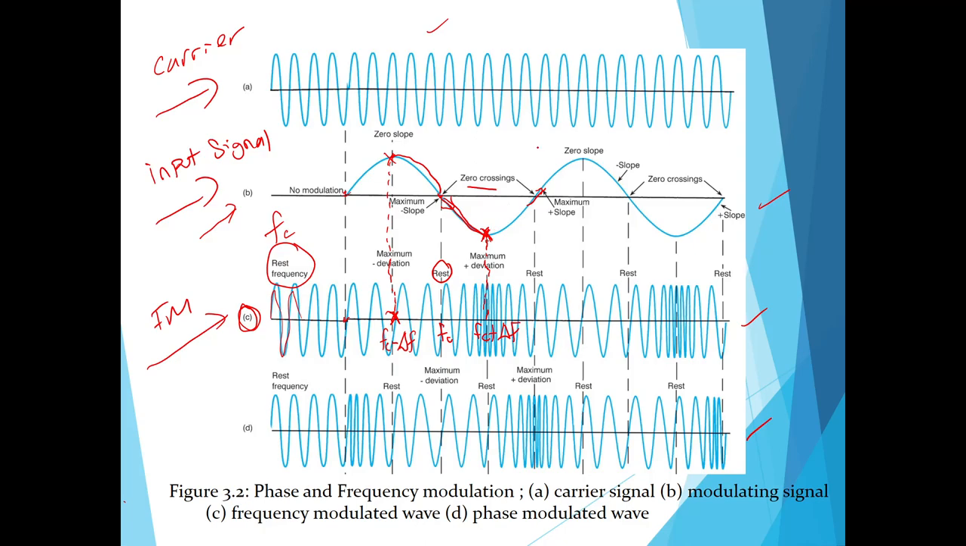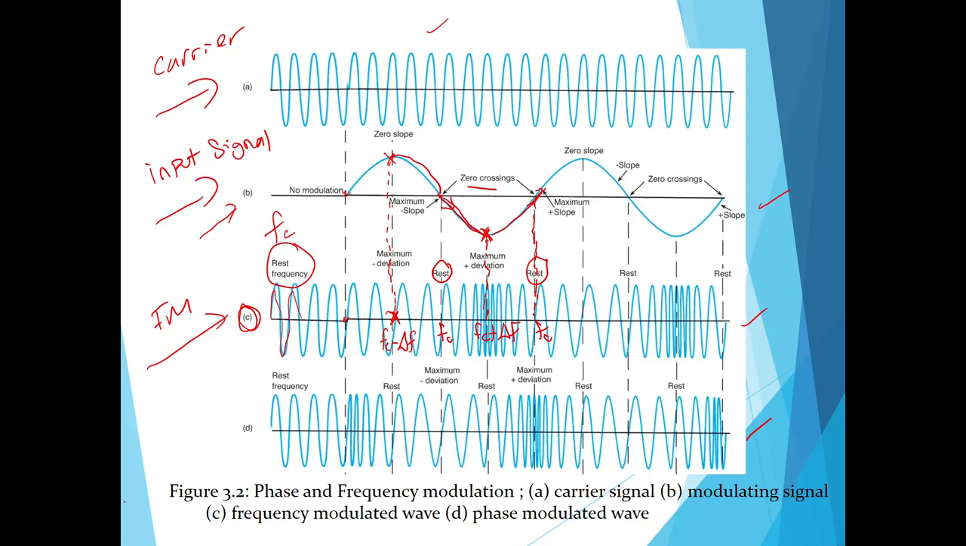Okay, and then the input message moved from maximum negative to the zero crossing, to the x-axis. What happened is that the frequency of the carrier changed from maximum positive FC plus delta F to the rest frequency FC. So at this point, the frequency of the carrier becomes rest frequency. So you see that for FM, the carrier frequency will be at rest frequency whenever there's a zero crossing of the input signal. Apabila berlakunya zero crossing pada input signal, maka frequency carrier berada pada rest frequency.